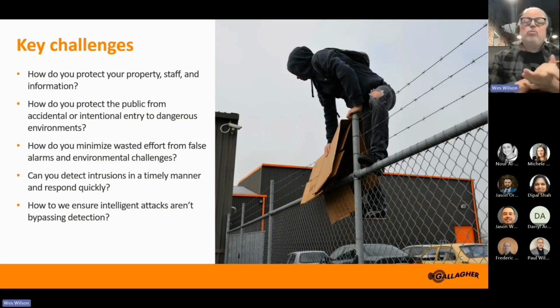First off, when you're trying to protect your resources, the perimeter is your first point of contact.